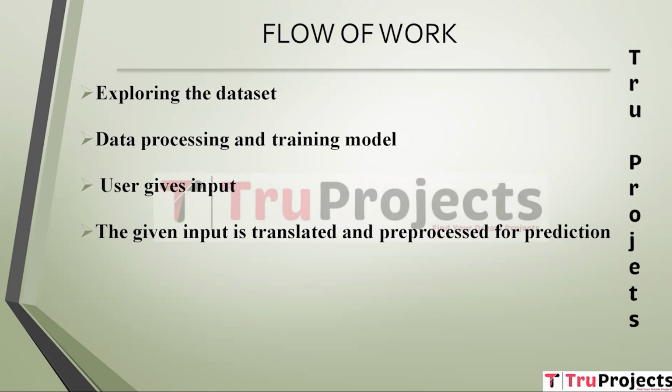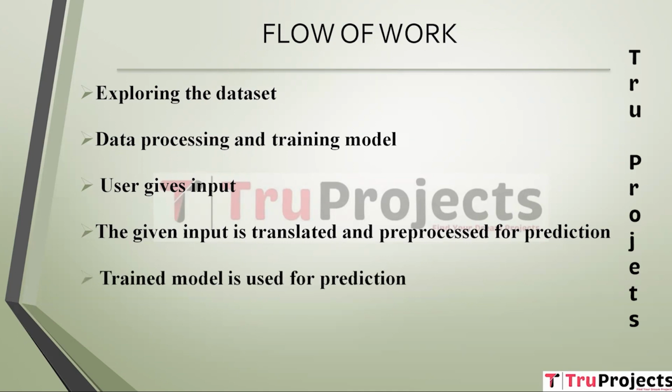The given input is translated and pre-processed for prediction. Depending on the project's requirement, this step involves translating the user's input into a suitable format for prediction. This includes language translation, if applicable, and further pre-processing to ensure the input is in a compatible format for the trained model. For instance, tokenization and other text processing steps might be necessary for textual inputs.